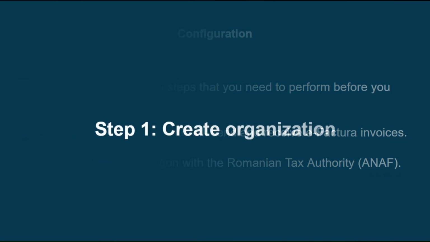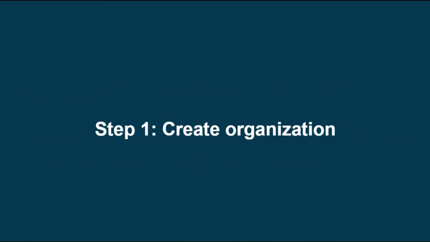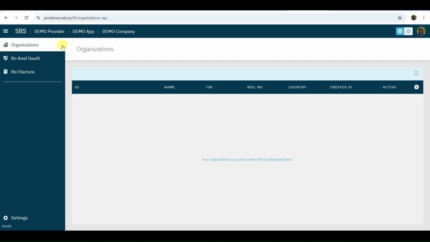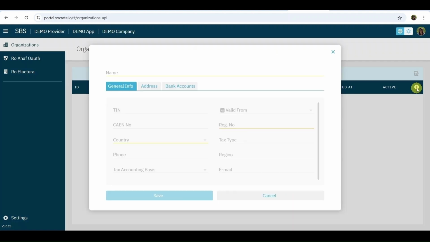To work with eFactura, an organization entity must be created in SBS. Click Organizations. Click Add. To save an organization, at least the following fields must be entered: name, TIN, registration number, and country.